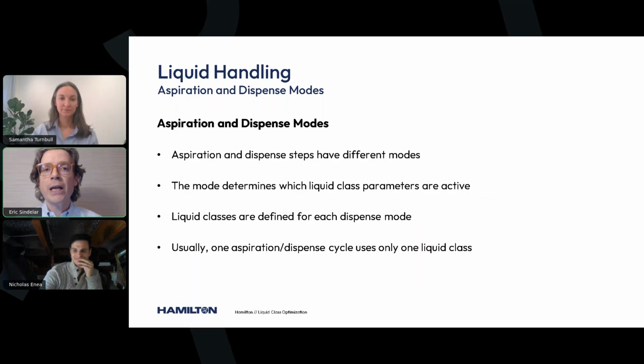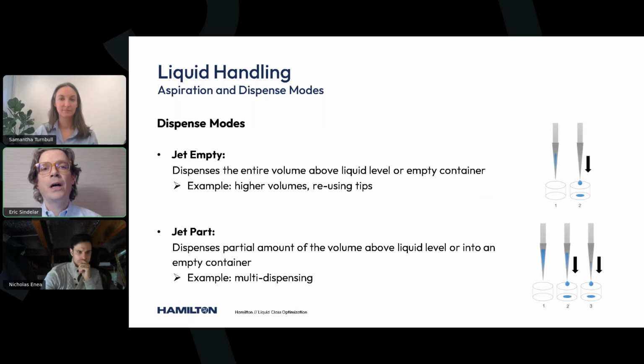Now, for each transfer, you would specify a liquid class, and typically for one aspirate and dispense cycle, you would just use one liquid class for that transfer. So we have 4 different dispense modes. The first 2 up here are jet empty and jet part.